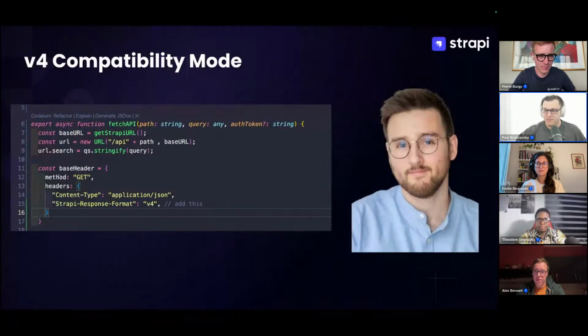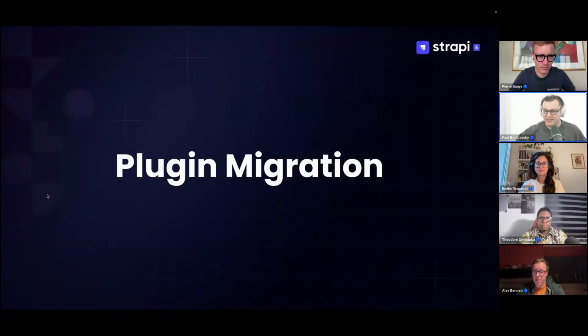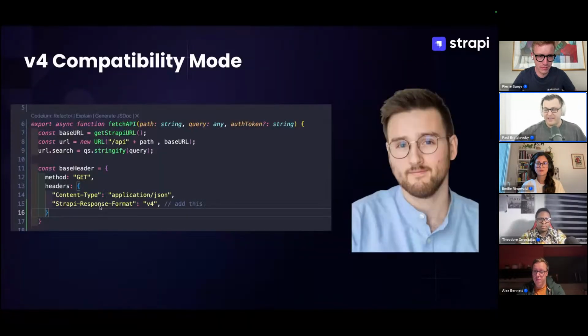So here's an example. When you're making a request, in your header just add the content type application JSON. In the header, Strapi response format. That's the most important part. Add that, and you will get the old response.